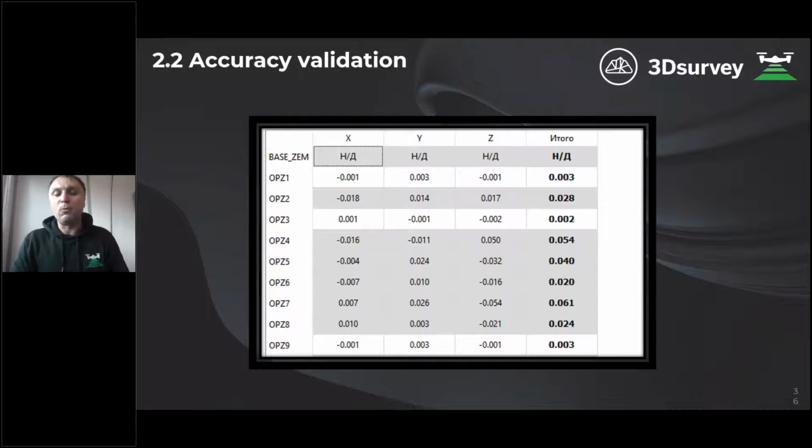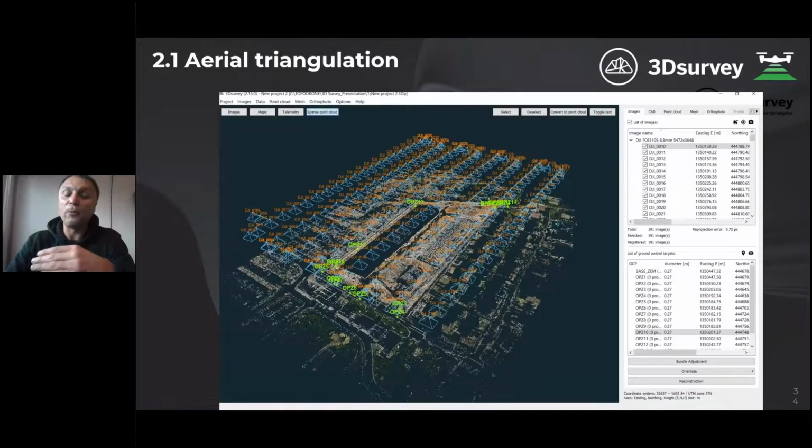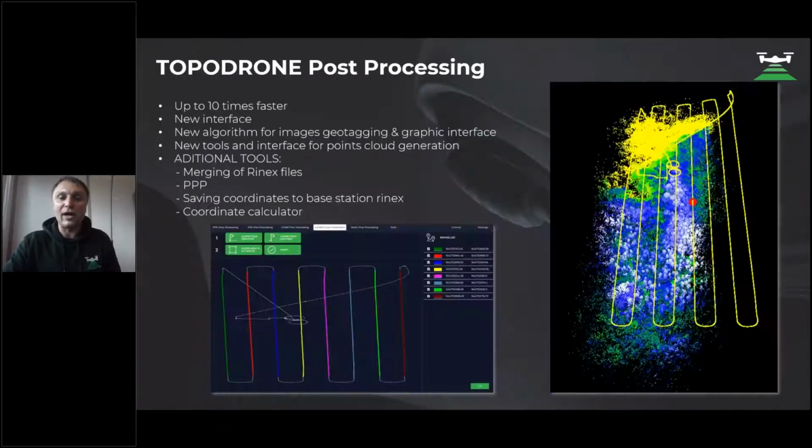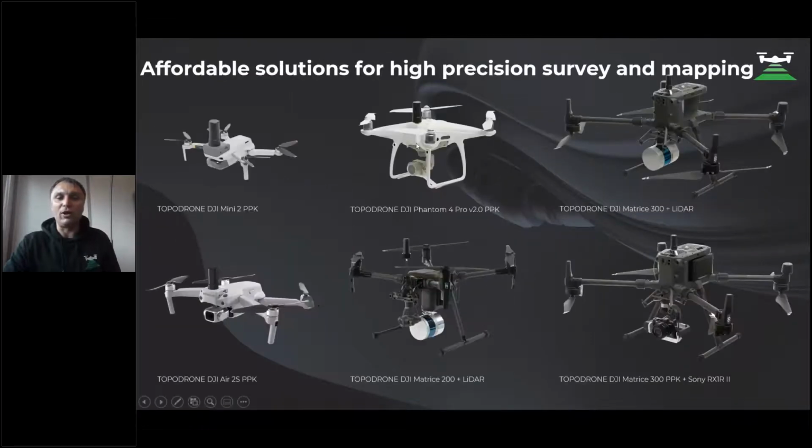And after that, all other points were used as checkpoints, and you can see that we achieve accuracy between 2 and 3 and 5 centimeters. This project was based on a Phantom 4 Pro drone with an additionally installed GNSS receiver on board of the drone, and we use this kind of equipment for this project. This one, Phantom 4 Pro, with additionally installed GNSS receiver.